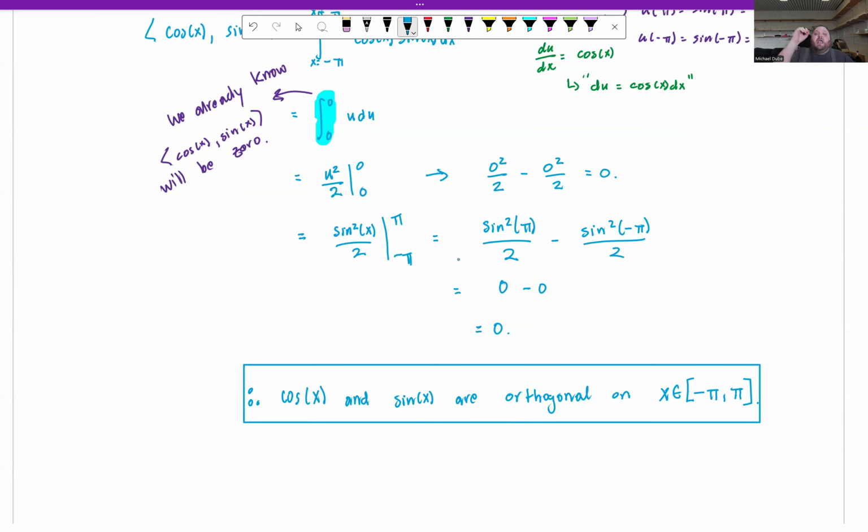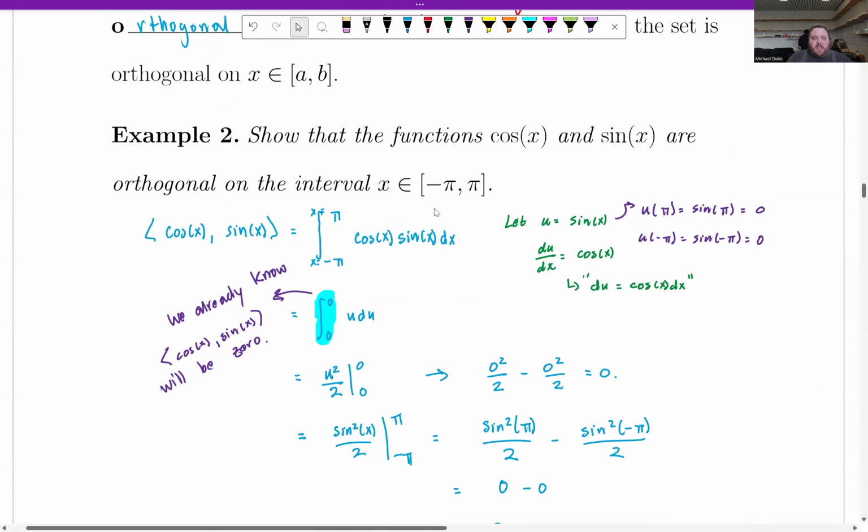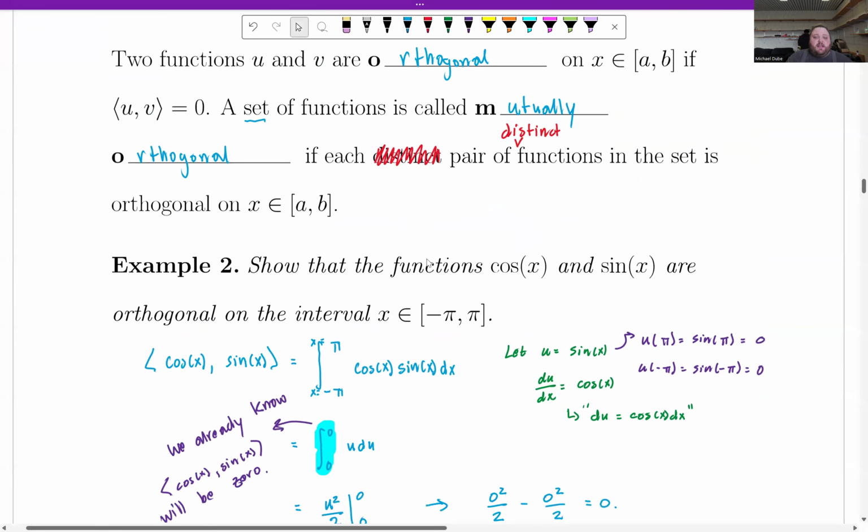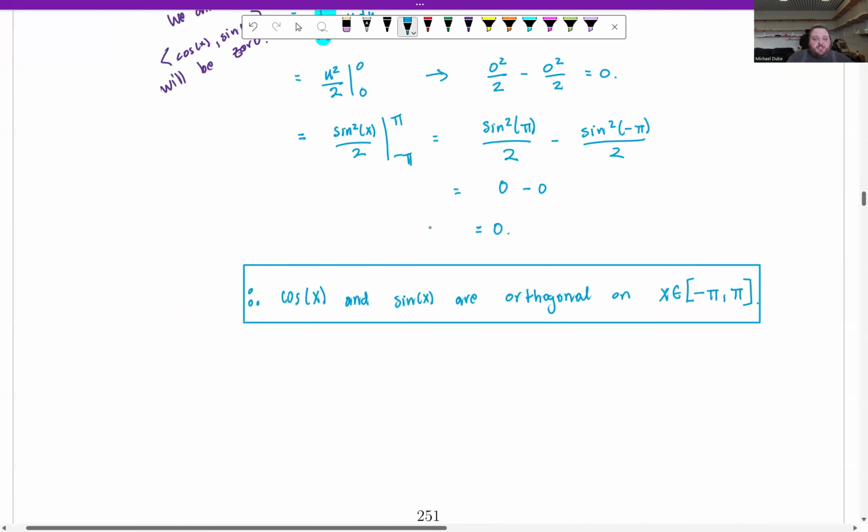Okay, right? And so I just want to do one additional note here. From up here, we talked about a set of functions, right? So in set notation, we would use curly braces. So therefore, the set cos x, sine x.